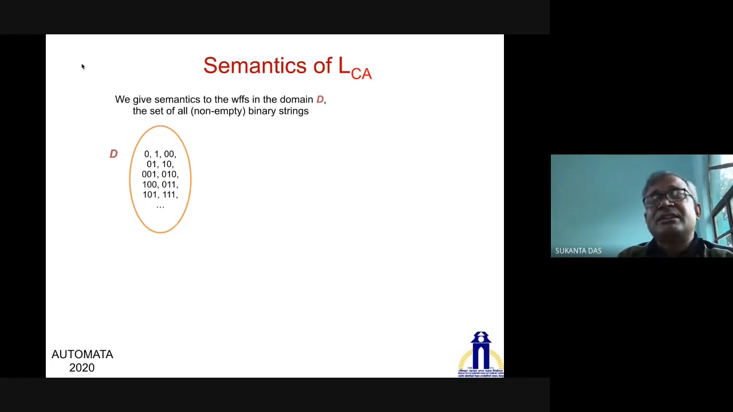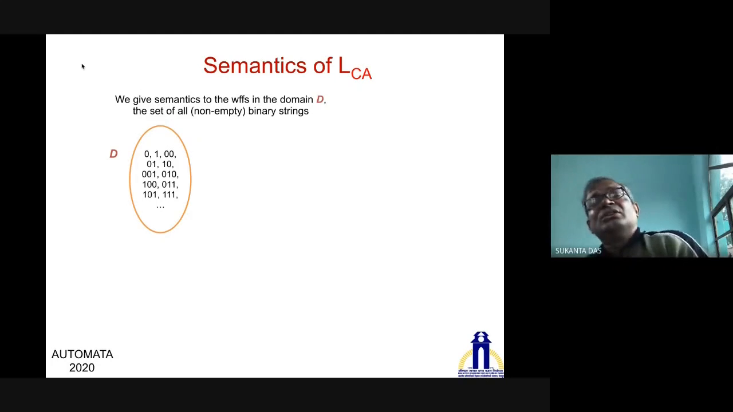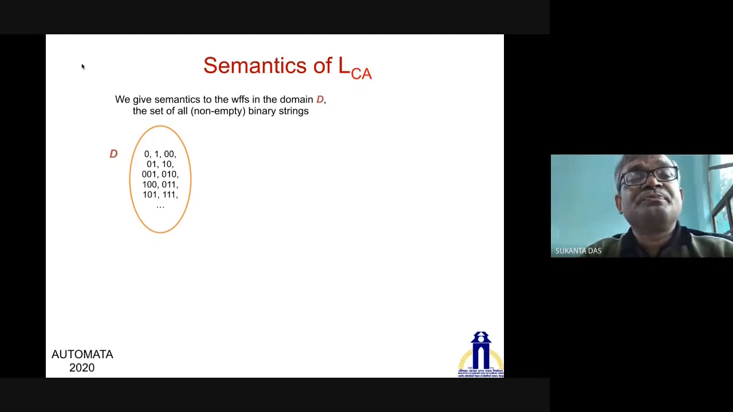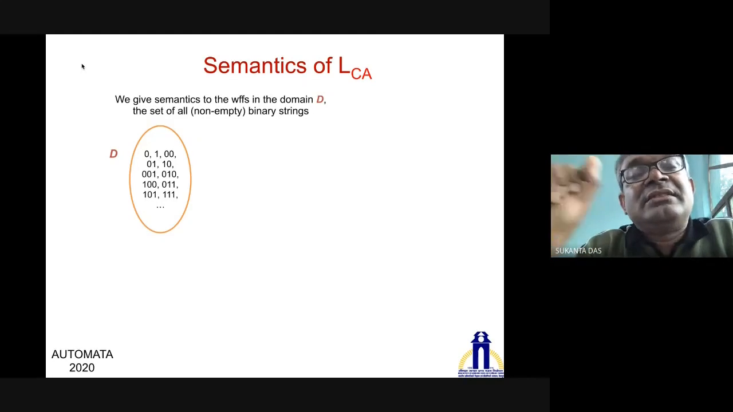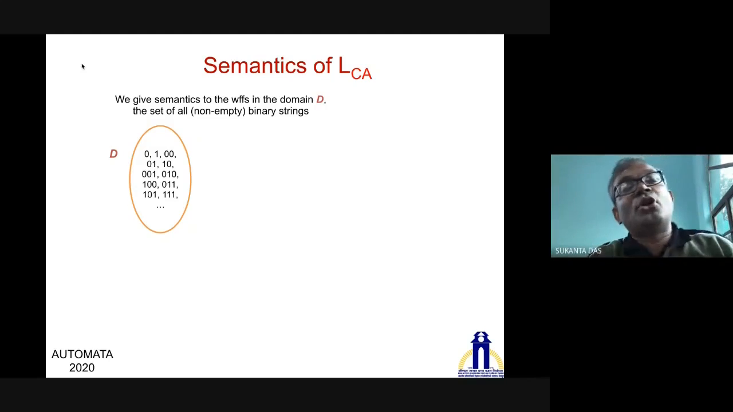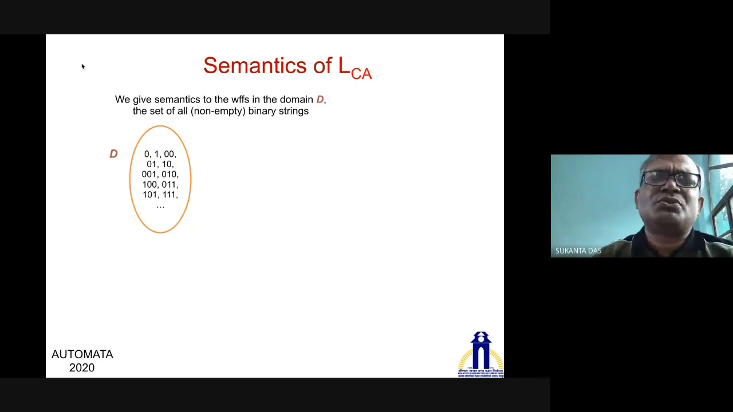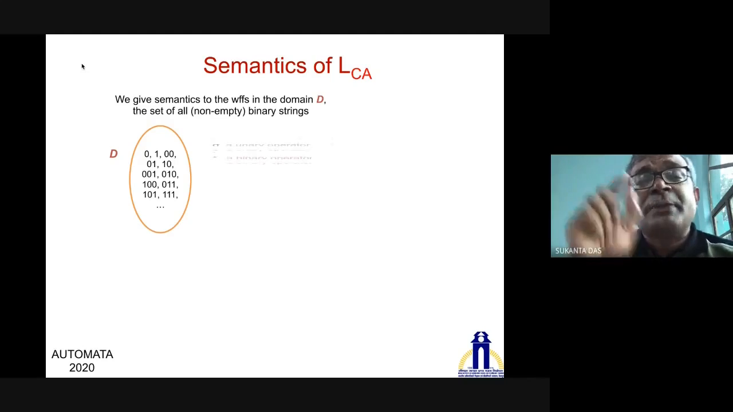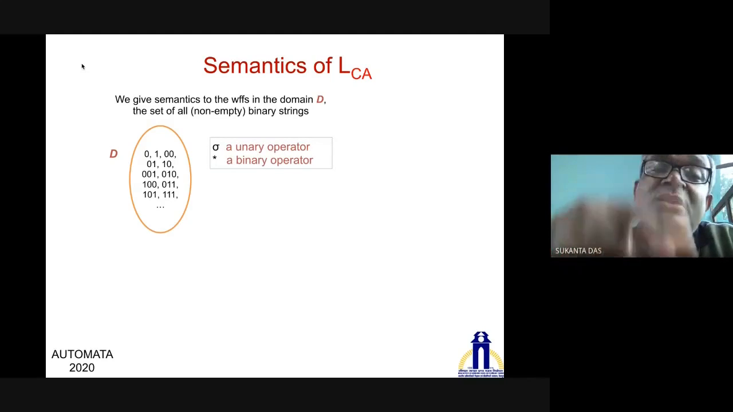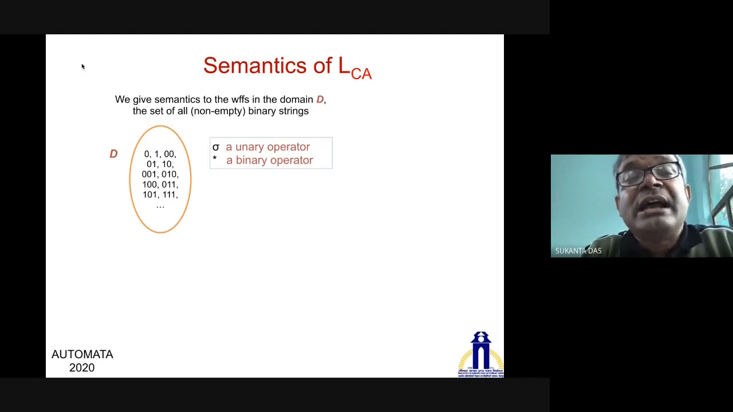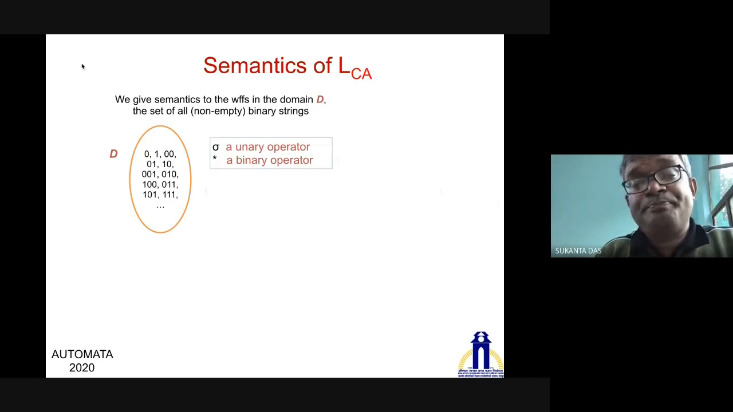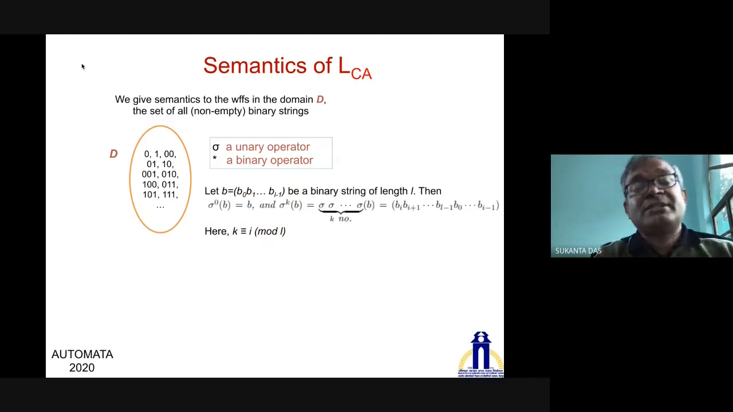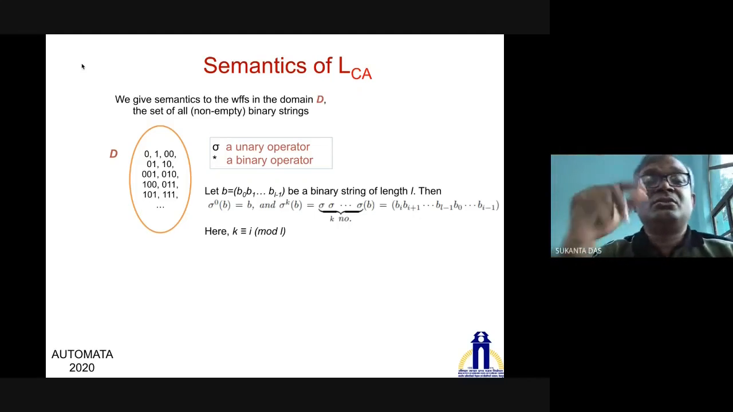So this is all about the syntax of our logic. Now comes the semantics. We give semantics to WFFs in the domain D, the set of all non-empty binary strings. So D is the set of all non-empty binary strings: 0, 1, 00, 01, everything. And we interpret the symbol sigma as a unary operator and star as a binary operator. Now let us define this sigma and star. What is sigma then?